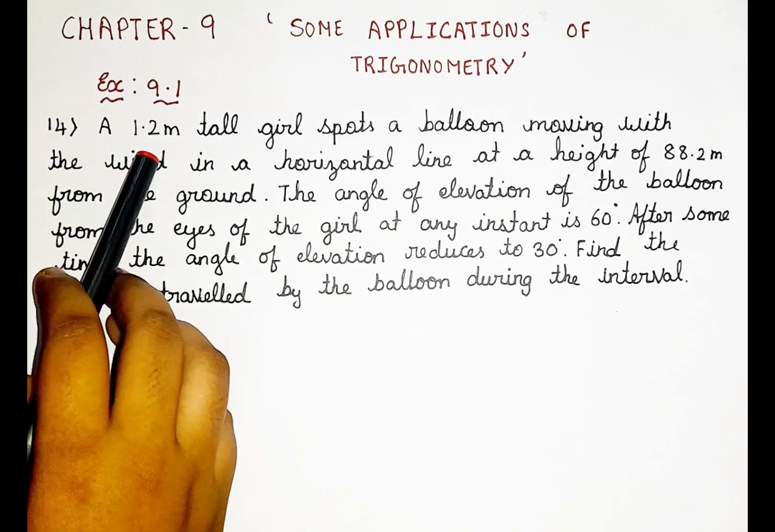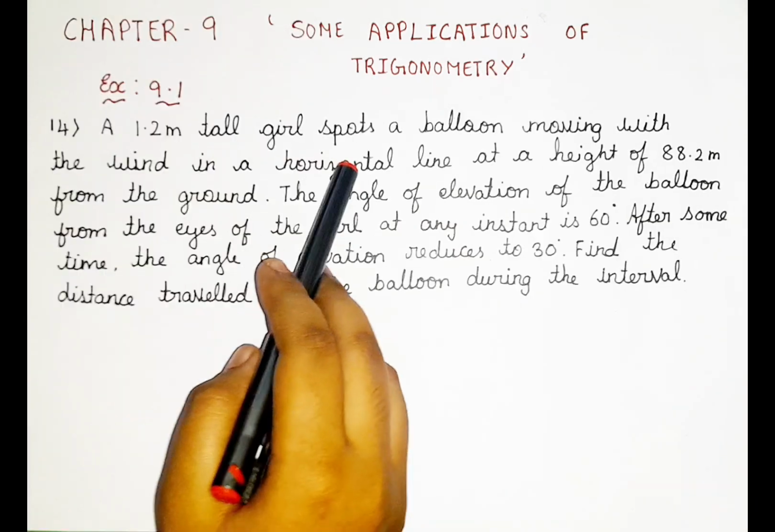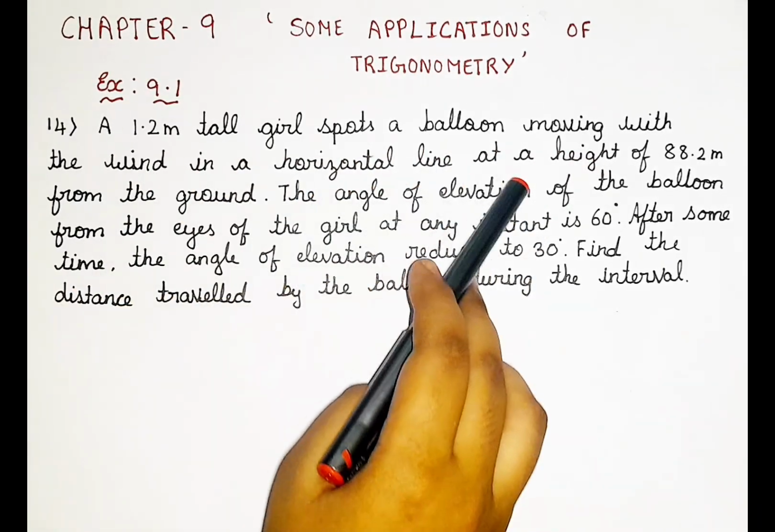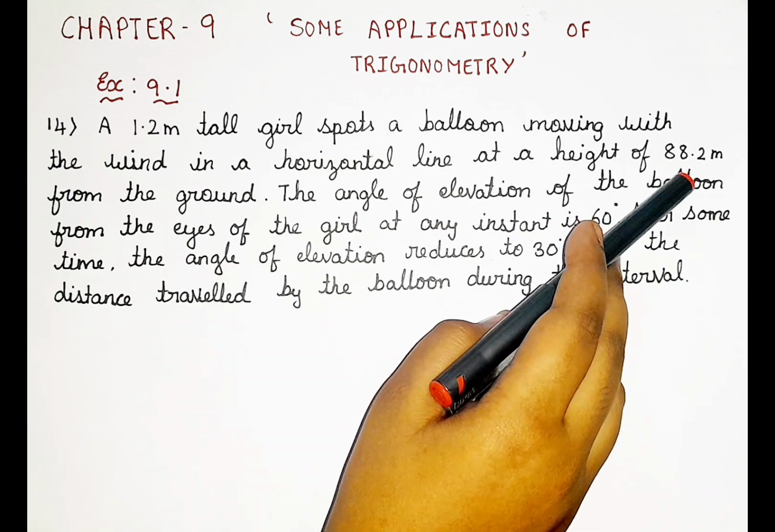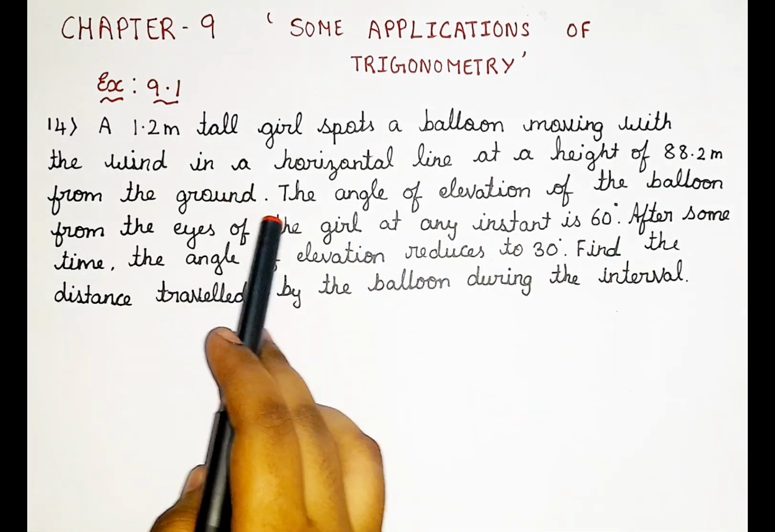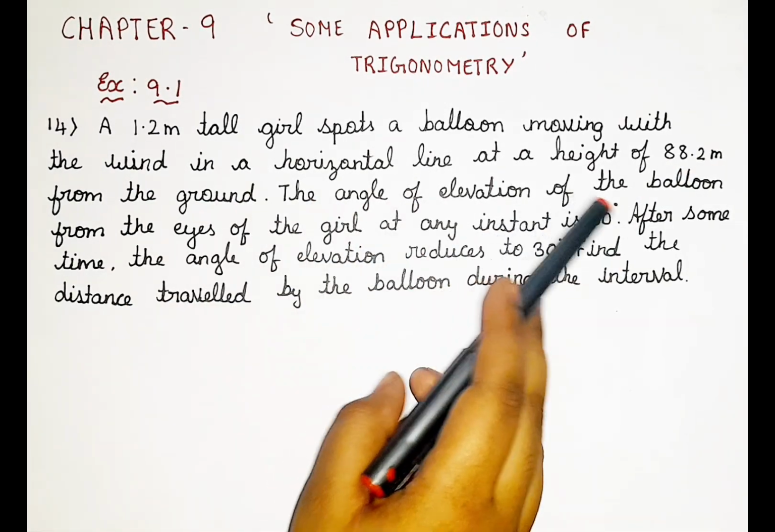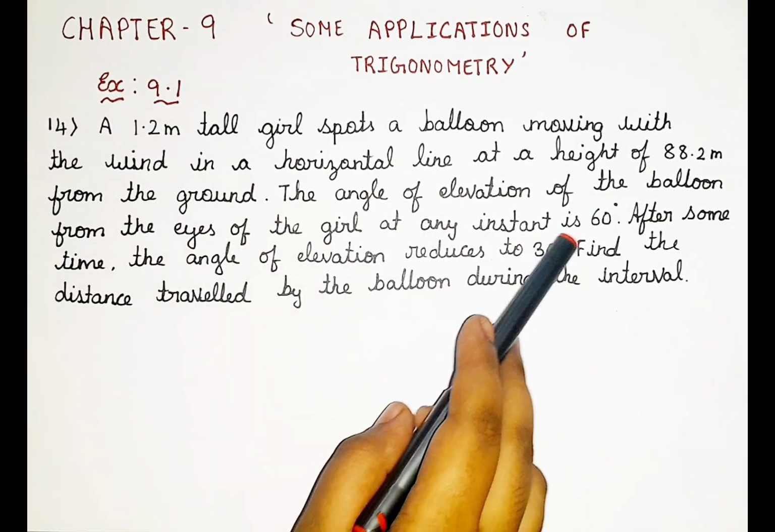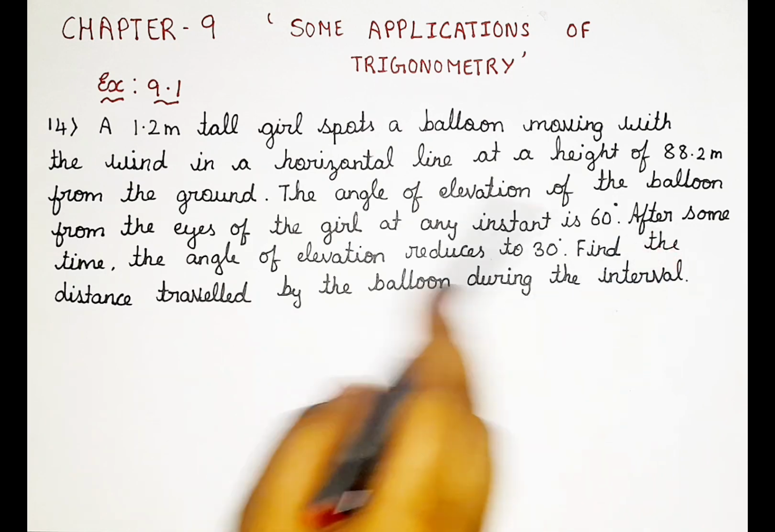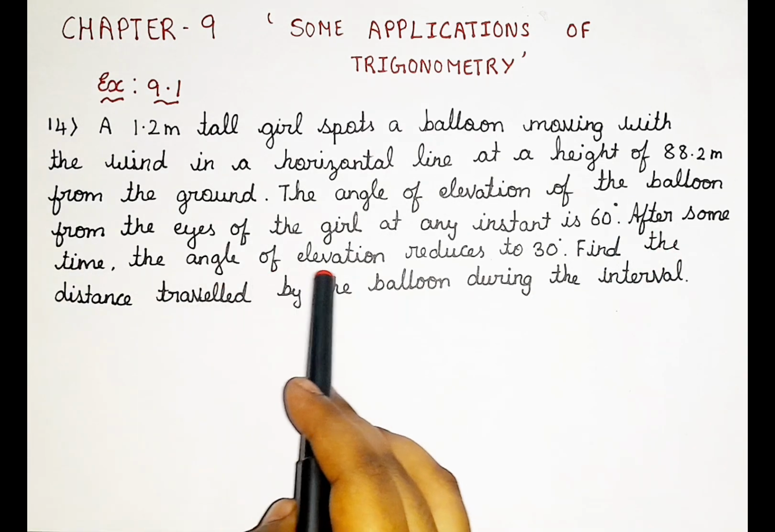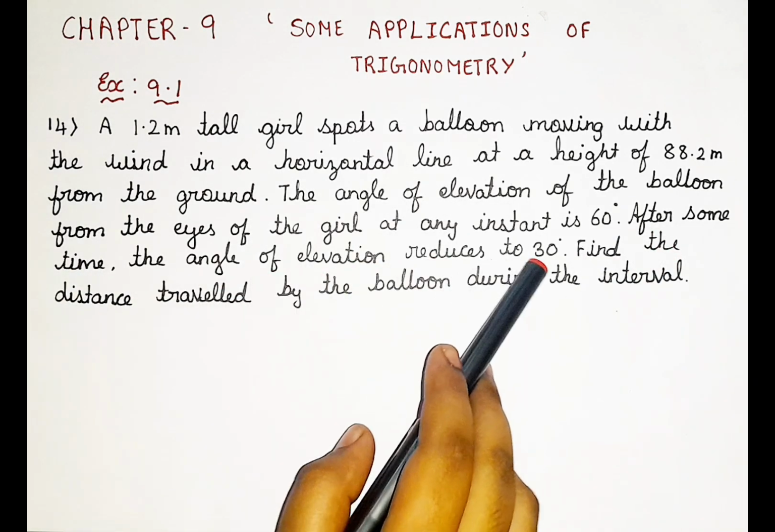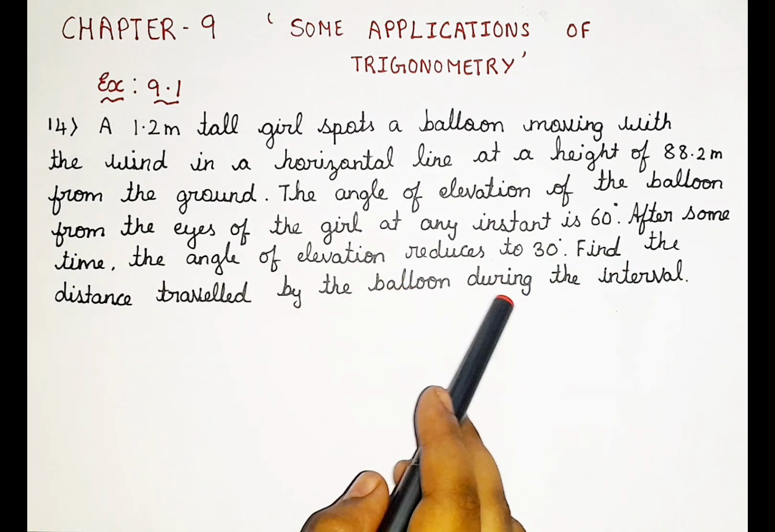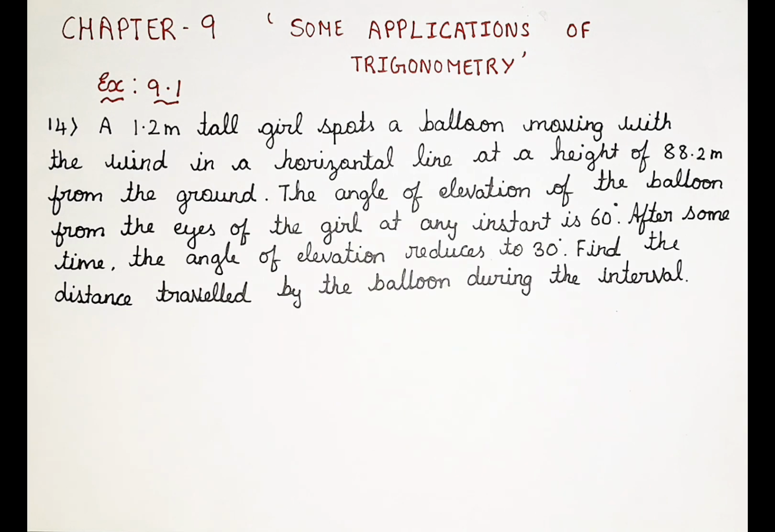A 1.2 meter tall girl spots a balloon moving with the wind in a horizontal line at a height of 88.2 meter from the ground. The angle of elevation of the balloon from the eyes of the girl at any instant is 60 degree. After some time, the angle of elevation reduces to 30 degree. Find the distance travelled by the balloon during the interval. So this is the question.